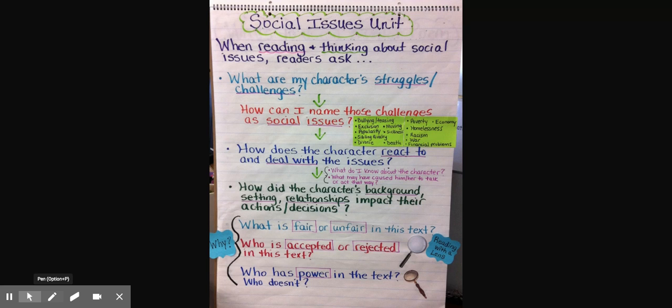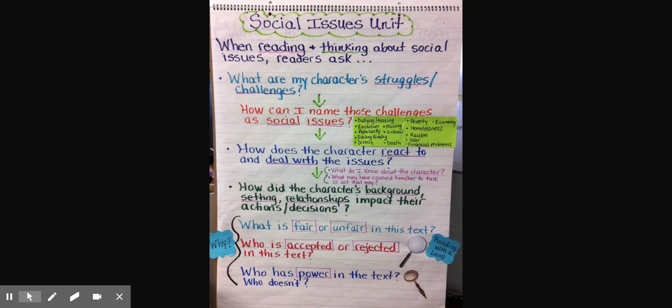We are starting a new reading unit today, and it is on social justice issues. We are also starting a new book called A Long Walk to Water, and this book has a lot of social issues happening within it. So we're really going to look very closely at this book from a social issue lens. In order to do that, I wanted to take a few minutes to go over what the expectations are for this unit and what we're working towards.